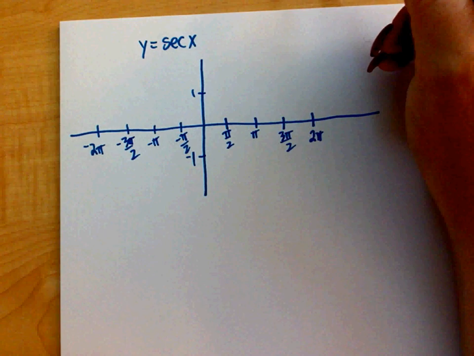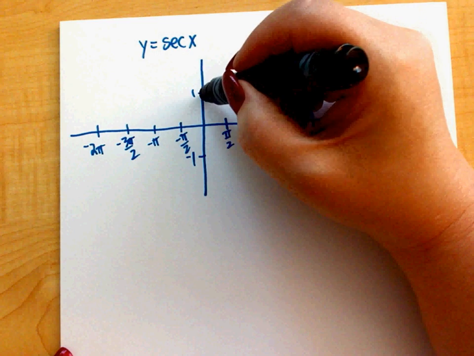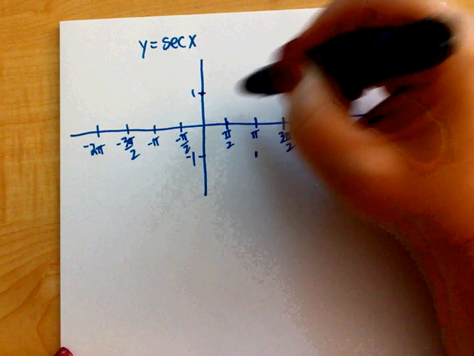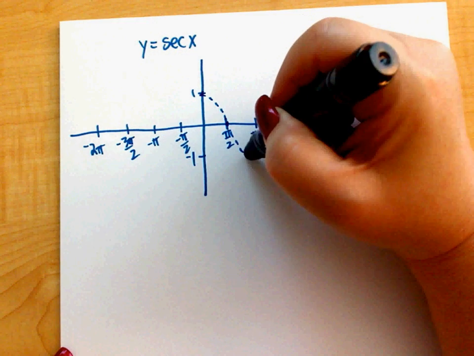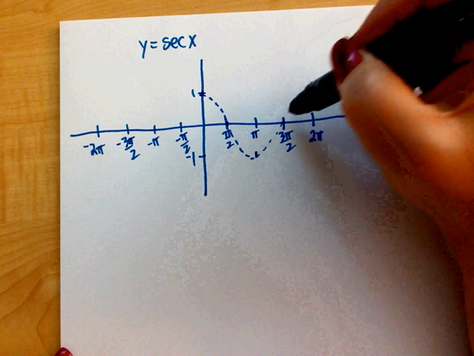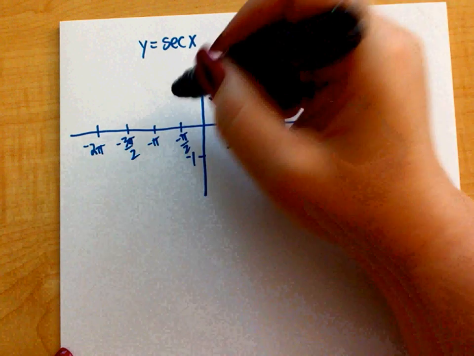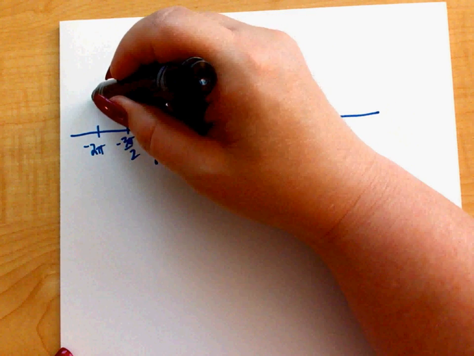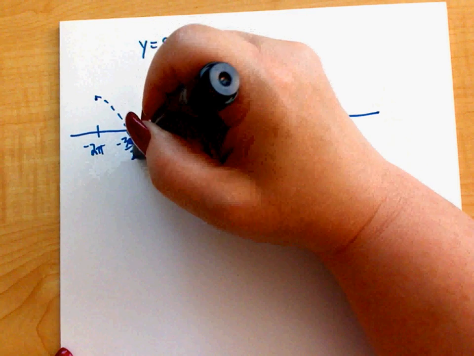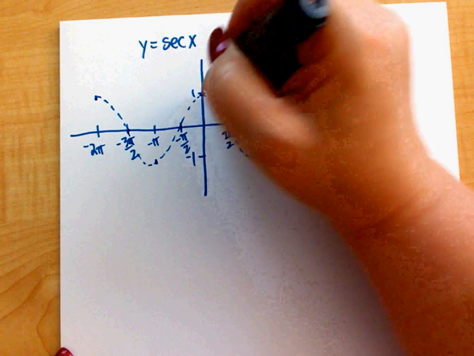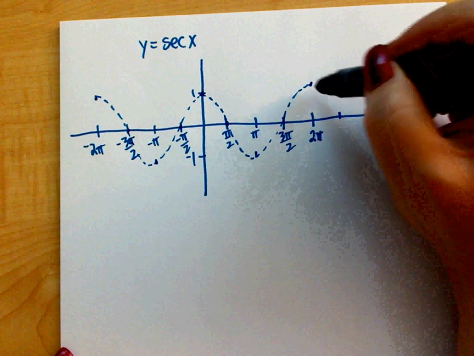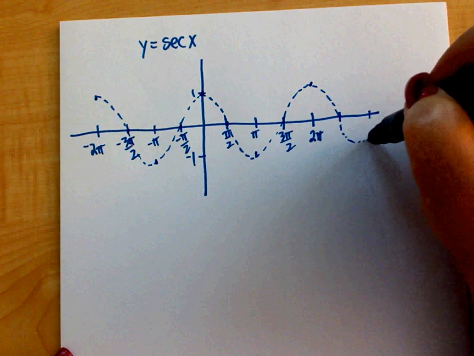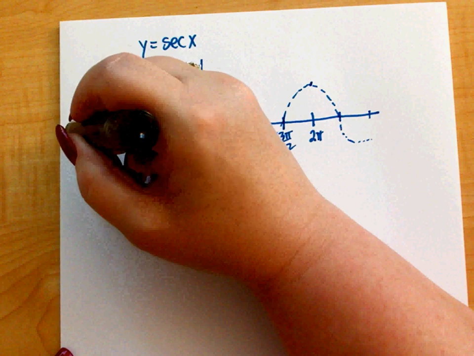Secant is the reciprocal of cosine, so to start with I like to just dash in the cosine function. If you remember the cosine function, one complete cycle looks very much like a tulip or something. Then if I do it on the left side, it looks just the same. If you kept going, it's a periodic function and it just keeps going on and on.